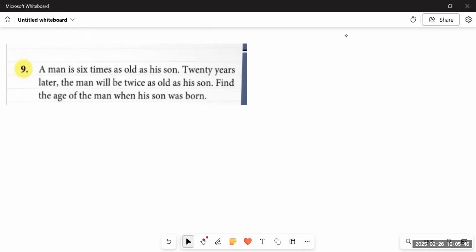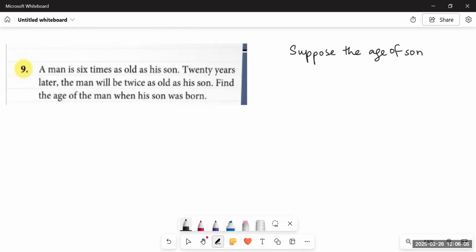Now let's read this question. It says a man is 6 times as old as his son. So first of all, there are two quantities. So what we are going to do, we will suppose the age of son is S. Now, okay, why am I writing now? Because there is a time lapse over here.